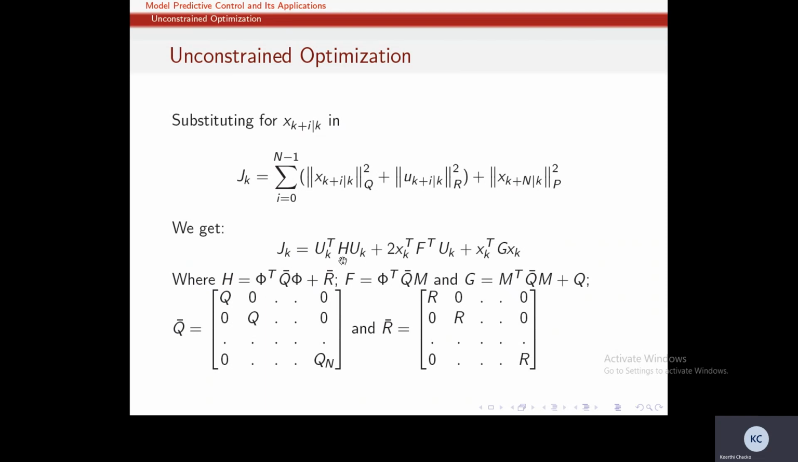So H is nothing but this, and F and G are given here. So this will be a matrix. Q bar is nothing but a matrix with Q values on the diagonal. R bar is a matrix with R on the diagonal.